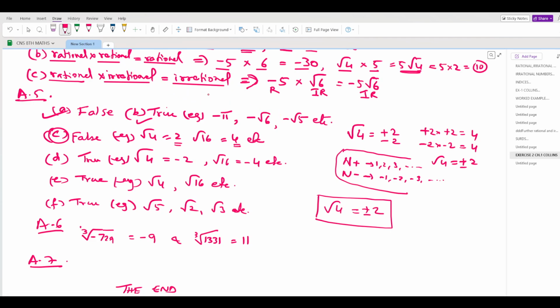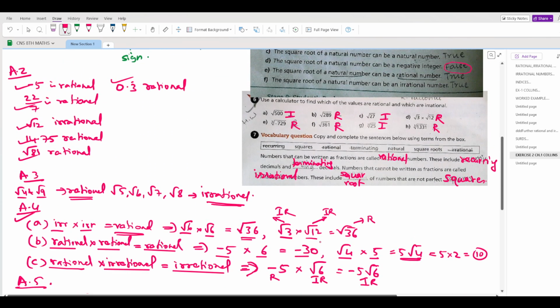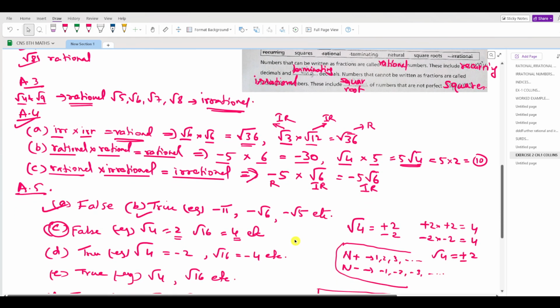Next question is E, and the E statement is: the square root of a natural number can be a rational number. Now this is a true statement, right? The square root of a natural number can be a rational number. See, the square root of 4 can be plus 2 as well as minus 2. Plus 2 is an integer, minus 2 is also an integer, and all integers are rational numbers. So basically, if it is plus 2, it is a rational number, and minus 2 is also a rational number. So basically, root of 4 is a rational number.